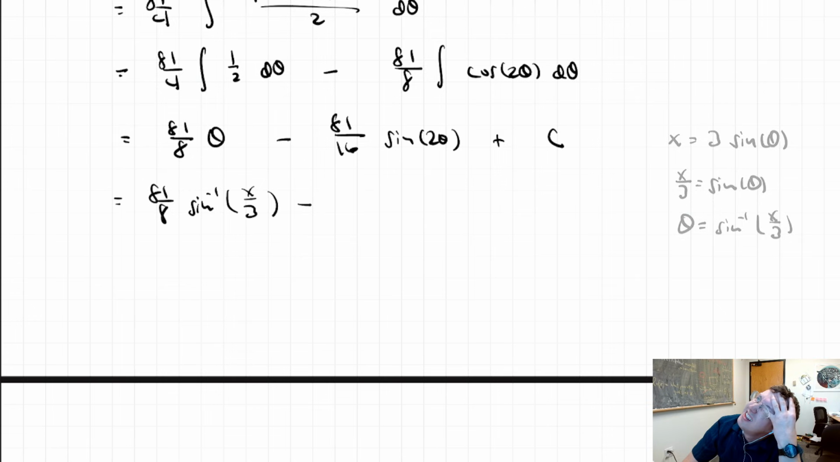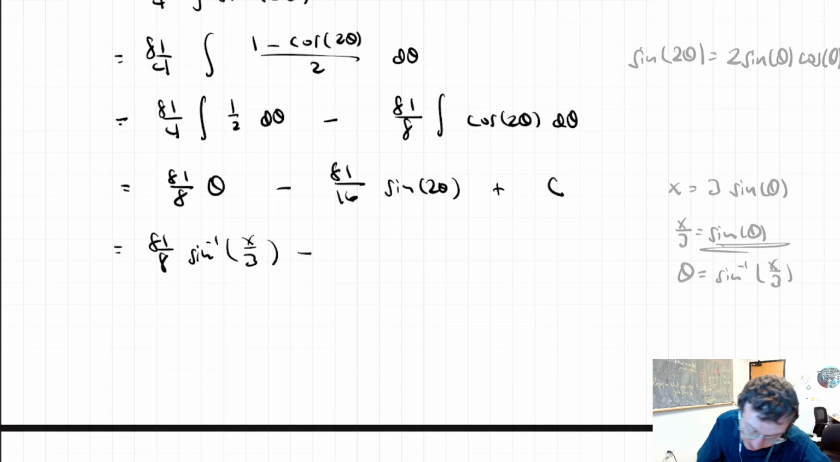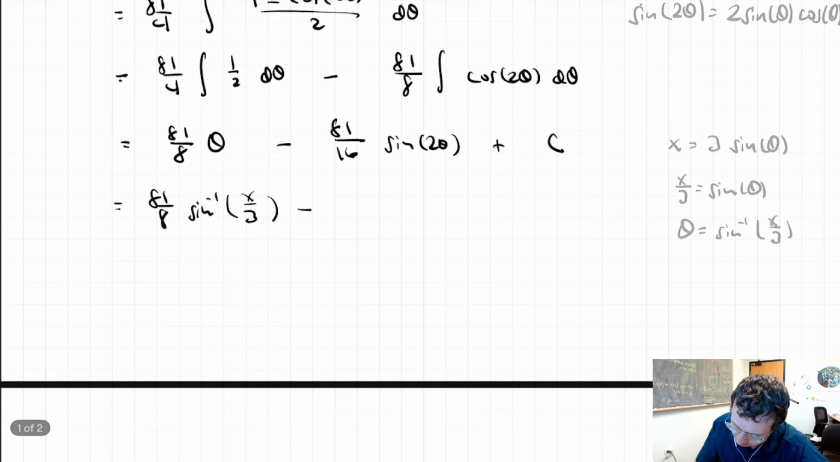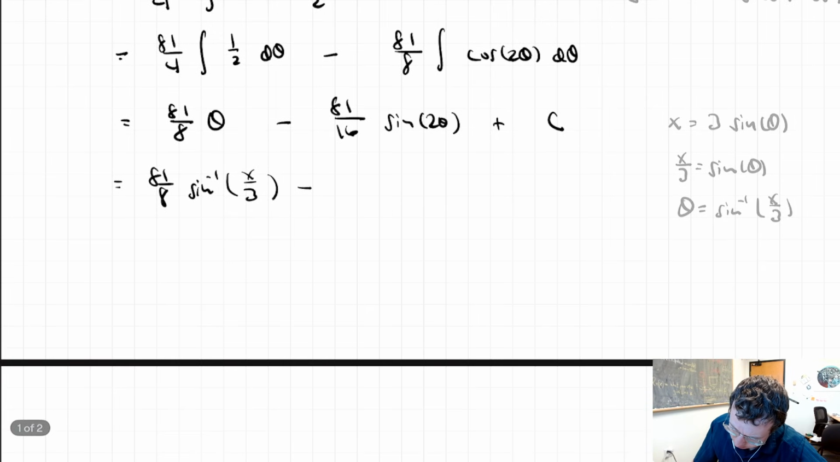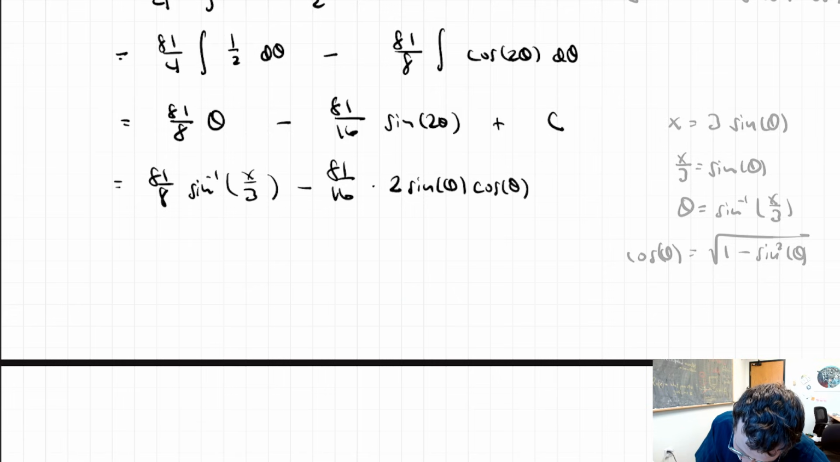So sine of 2 theta, I have an identity, which is sine of 2 theta is equal to 2 sine theta cosine theta. I'm going to use that. And I know what sine theta is. I just need to figure out what cosine theta is. But cosine theta is the square root of 1 minus sine squared theta. Okay, so here we go. So sine 2 theta, first of all, I'm going to rewrite that as 2 sine theta cosine theta.